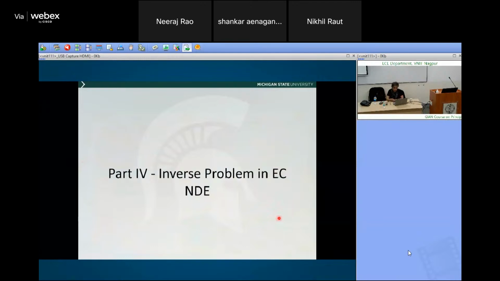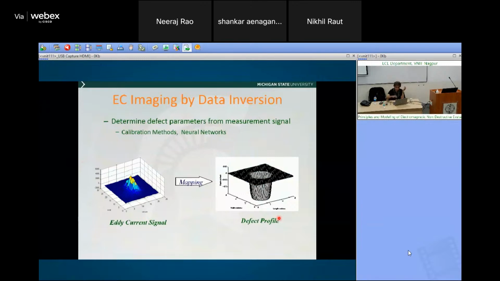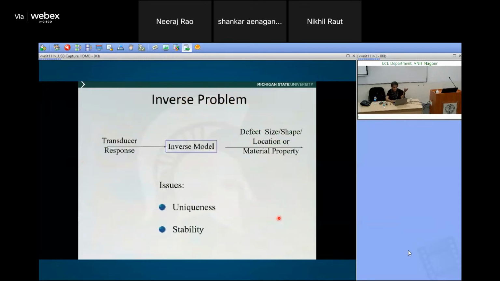So the last part of this is the inverse problem. We have looked at the coil configuration and the different modalities, and we get a signal. Again, going back to this, how do we invert the signal and get the full profile of the defect? That's what you're interested in. The procedures are very similar, except that now the model is an eddy current model. So this is different: we want from the transducer response the defect size, shape, location, and material property.